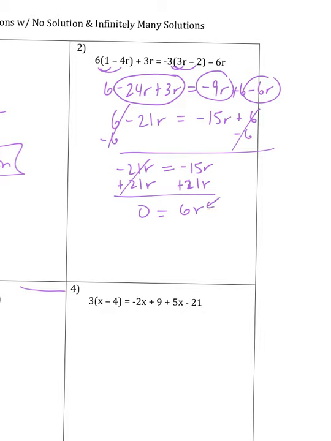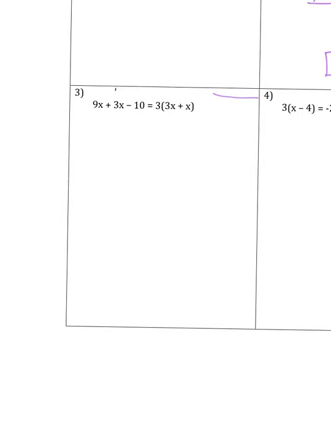So this is not no solution. This is not all real numbers. You divide both sides by 6. R equals 0, because 0 divided by 6 is 0. So this is telling you that the answer to the problem, the value of r that makes the equation true, is 0.